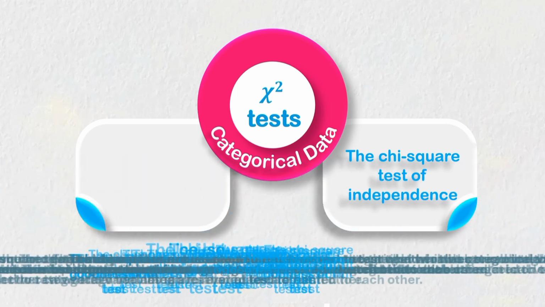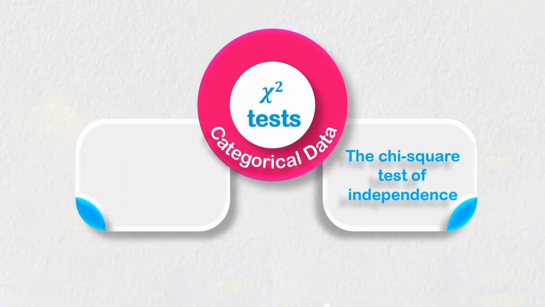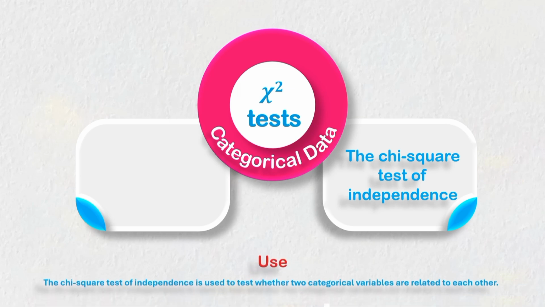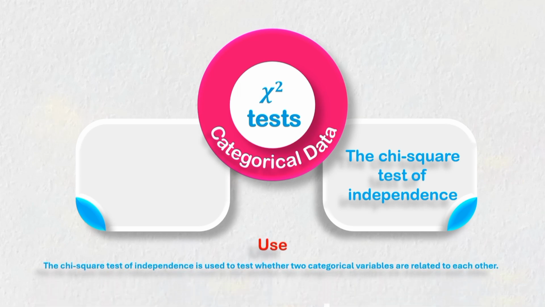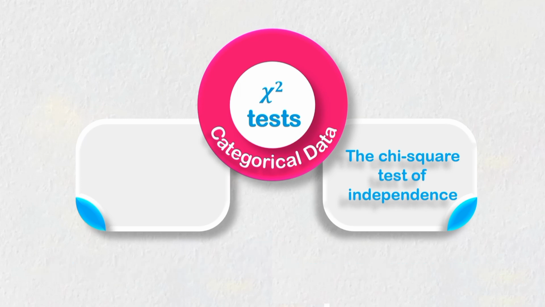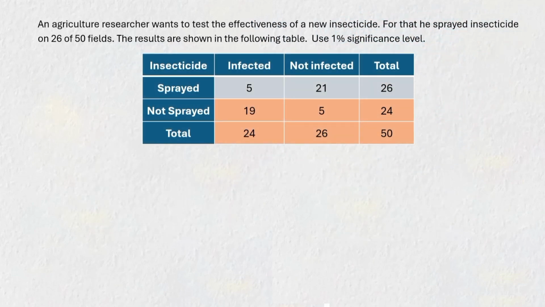Now we'll discuss the chi-square test of independence. It is used to test whether two categorical variables are related to each other. Let's solve a problem. An agriculture researcher wants to test the effectiveness of a new insecticide. For that, he sprayed insecticide on 26 of 50 fields. The results are shown in the following table. Use a 1% significance level.